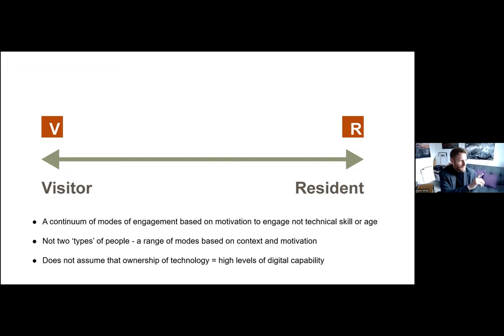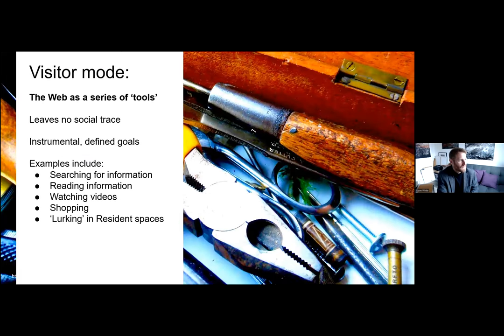And at one end is like pure visitor mode and the other end's pure resident mode. So I'm just going to describe either end of the continuum because it's the easiest way to do it. So in visitor mode, the easiest way to think about it is that you're conceptualizing the web as a series of tools. Okay, so you're trying to get a specific thing done. You decide what you want to do, you find the right tool, you get that thing done, and then you step away. Significantly, you don't leave a social trace.